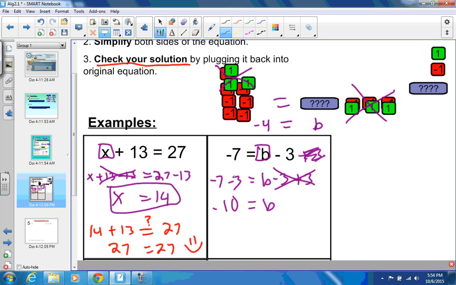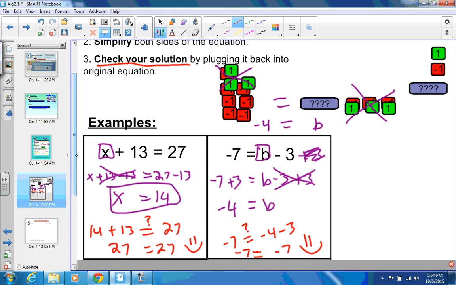Oh, I meant to plus 3, because this is adding 3 over there. My bad. If we would have checked that, we would have found that it wasn't correct. That would actually be negative 4 then. Now to check it in red, we are going to go negative 7. Is that equal to negative 4 minus 3? Well, I think that is negative 7, so negative 7 equals negative 7. Give yourself a smiley face.